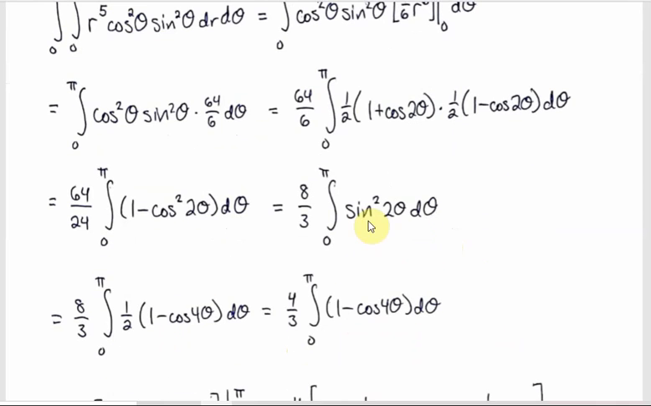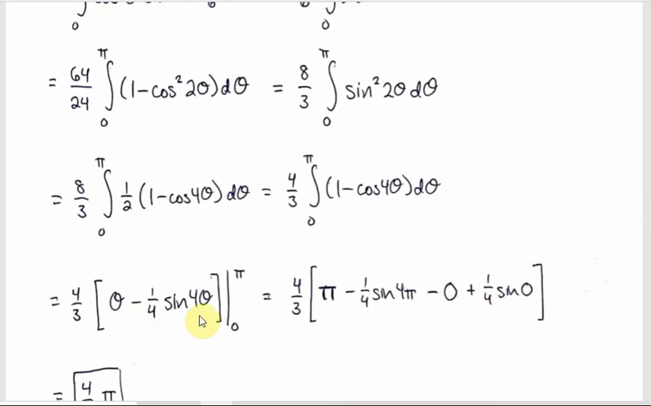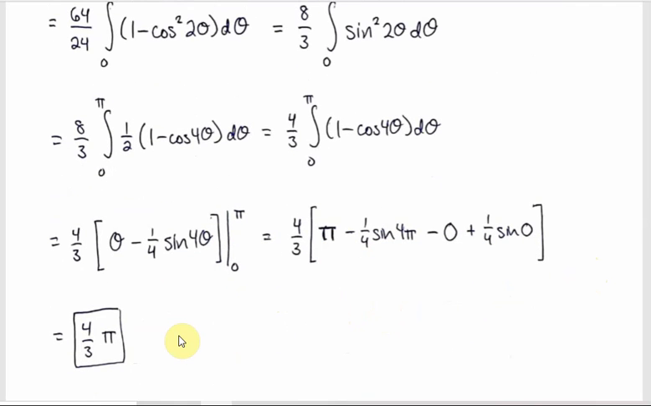The sine squared 2 theta, you can rewrite that as 1 minus the cosine of 2 times 2 theta, which would be 4 theta all over 2. And then brought that 1/2 out front to get the 4/3. Then this is pretty easy to integrate. You'd end up with theta minus 1/4 sine 4 theta, evaluated at 0 and pi. The 0, again, is just going to give you a bunch of zeros. When you sub in for pi, you're going to get pi minus 1/4 sine 4 pi. This term's also a 0. So really the only thing in the brackets is the pi, and you end up with an answer of 4/3 pi.